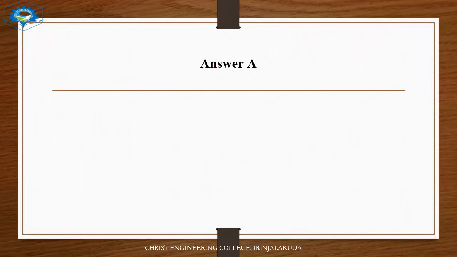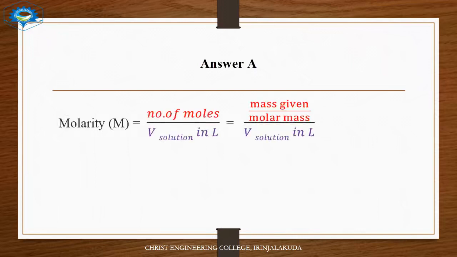How will we find this answer? For that we have an equation for molarity, because the question is given in terms of molarity. So molarity is equal to the number of moles divided by the volume of solution in liters. Always remember the volume in 1 liter. The number of moles has another equation: number of moles is equal to mass given divided by molar mass. So molarity becomes mass given divided by molar mass, divided by volume of solution in liters.